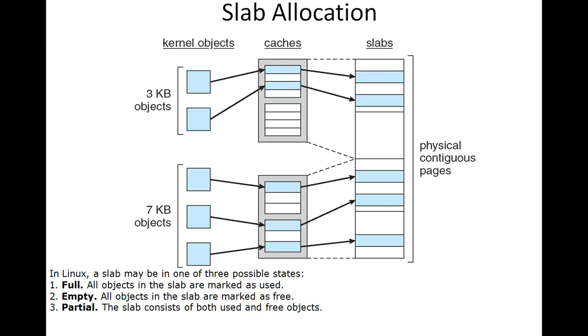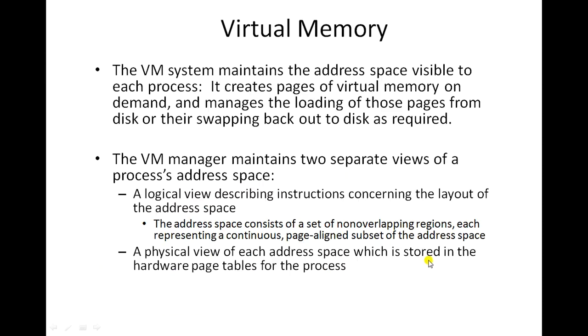Here the slab allocator first attempts to satisfy a request with a free object in a partial slab. If nothing exists, a free object is assigned from an empty slab. If no empty slabs are available, a new slab is allocated from contiguous physical pages and assigned to the cache. Memory for the object is allocated from this particular slab. So that is how the slab allocation algorithm works.